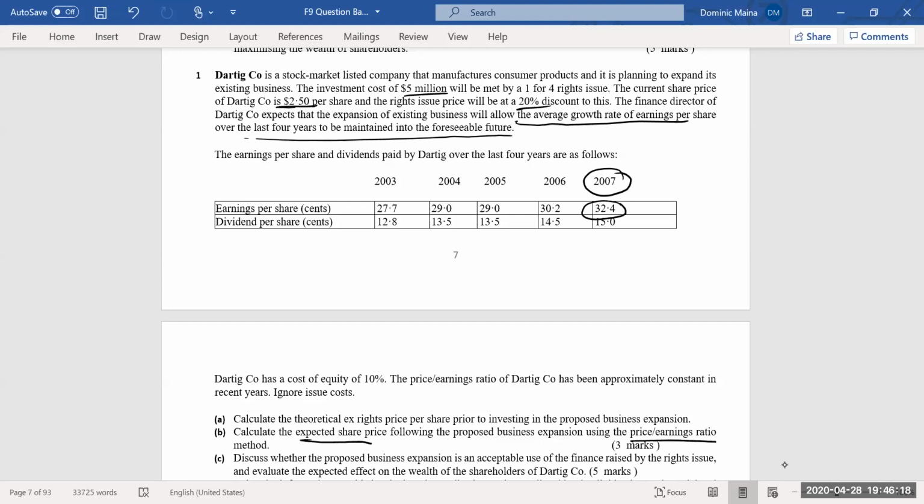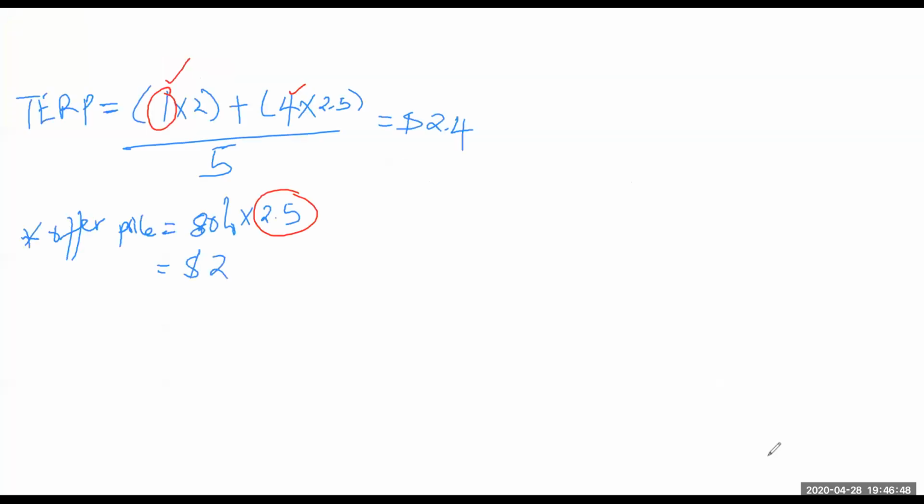So you may want to make an assessment over the past 4 years, 203 to 207: 1 year, 2 years, 3 years, 4 years. Over the past 4 years the earnings grew from 27.7 all the way to 2.4. So you can estimate what has been the past annual growth in earnings of the company.